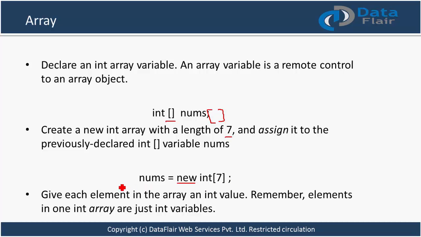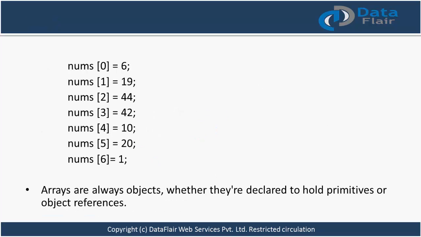Whenever you have an array of 7 elements, it will have only 7 elements, and the numbering will start with 0. Let's say the value at the first location is 6. To specify the first location, we have to say it is 0. For the second location, it is 1, and the value is 19. For the third location, it is 2, the value is 44, and the list goes on. The last element will be 6.